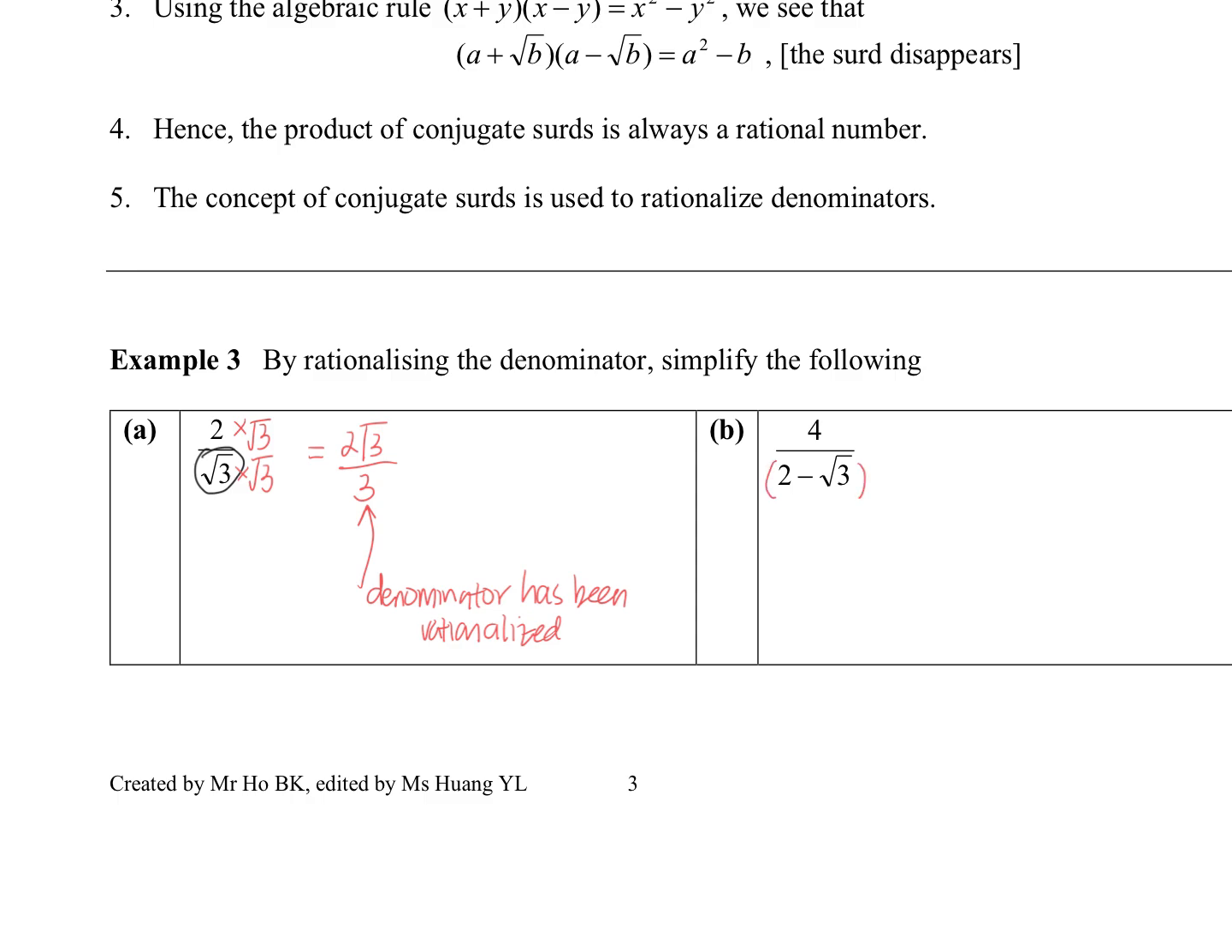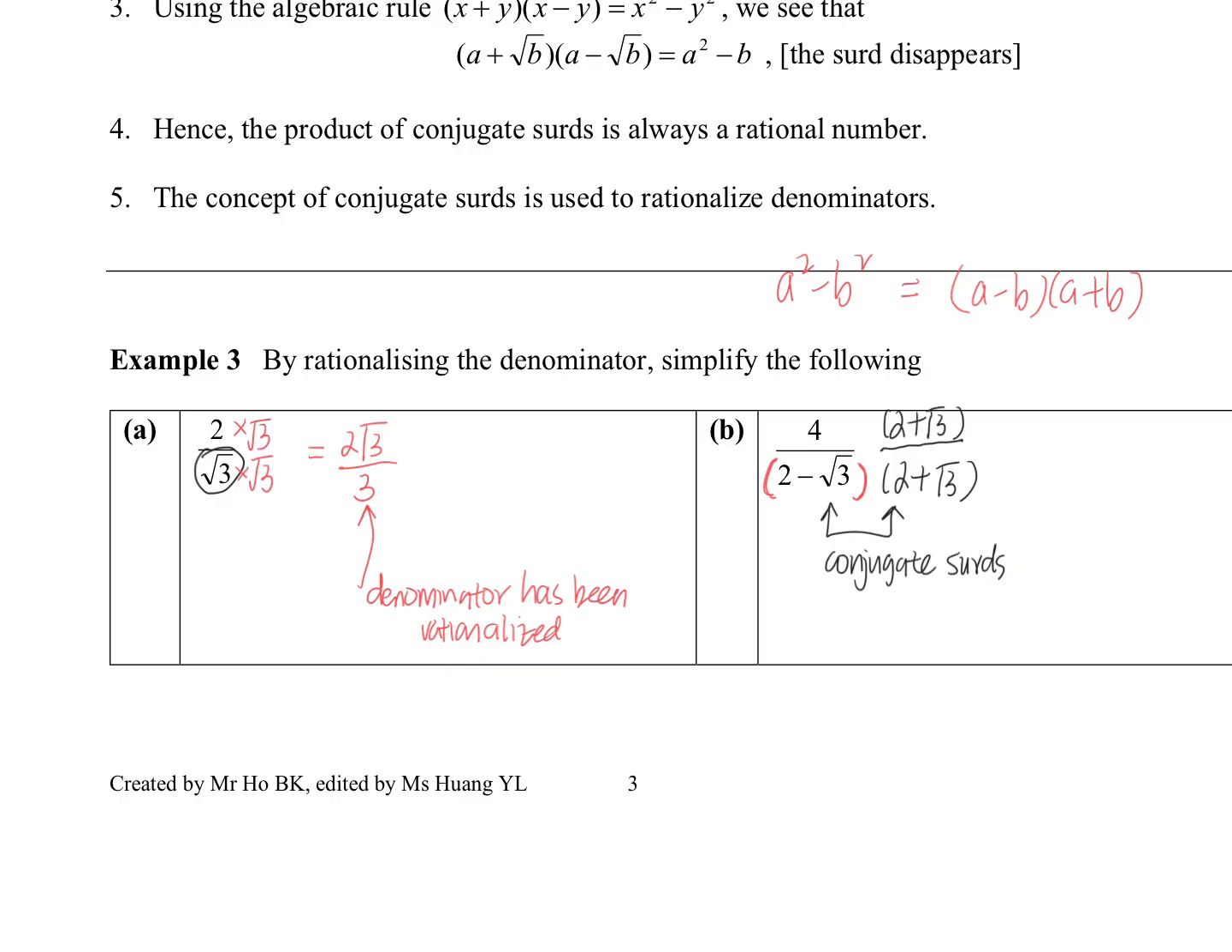Okay, what about this? Just now we say we can introduce the other pair so that we can get rid of the surds. So what should I introduce? 2 plus square root 3. These two are called your conjugate pair. Conjugate surds. It is a term to say that these two are opposite of each other, and when you multiply them, the surd disappears. It's just some technical terms, okay, but basically this is what we are doing.